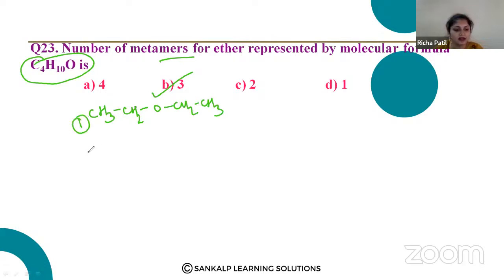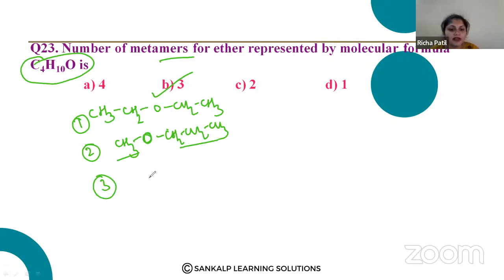This is one. Then the second way you can write is CH3, and you can take, so this is diethyl ether. The first one is diethyl ether. The second one, you can take CH3, oxygen, then CH2, CH2, CH3. One is a propyl group, another is a methyl group, so it will be methyl propyl ether. Then another is CH3, oxygen, and then you can take CH3 twice. Like this, you can give the three structures. So these are the three metamers. This is the correct answer.